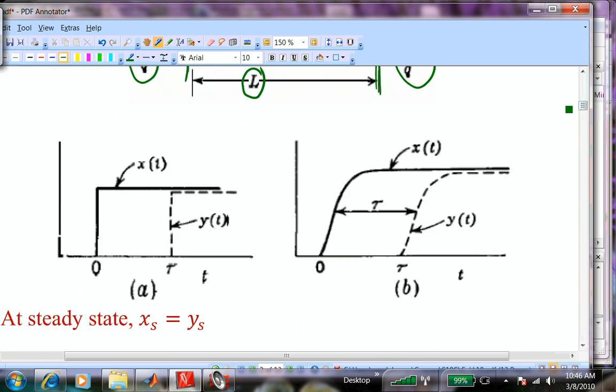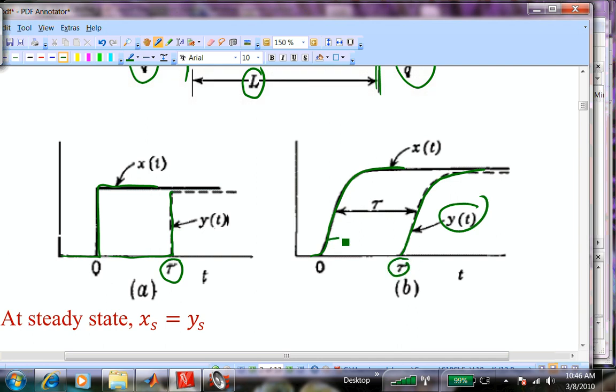Okay. So these are the possible responses. If I put a step change in X, the output is going to be exactly the same as the input, but with the delay of tau. Okay. So it's going to appear after a finite time tau, but it will have the same shape. So if in the inlet I put not a step change, but some sort of an arbitrary function like this, the outlet has to be the same function, but delayed by this tau.